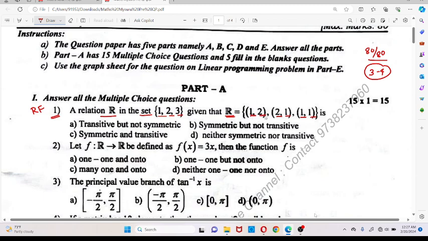Since (1, 2) is present and (2, 1) is present, the third ordered pair (1, 1) is also present. Suppose I check (2, 1): (2, 1) belongs to R, and one more ordered pair starting with 1, that is (1, 2), also belongs to R. Then the third ordered pair (2, 2) does not belong to my relation R. By the definition of transitivity, this relation is not at all transitive.